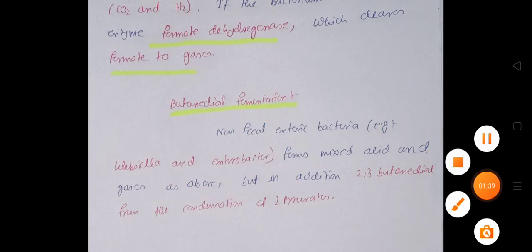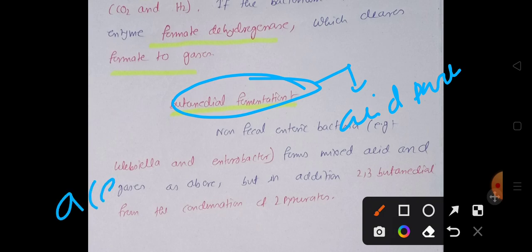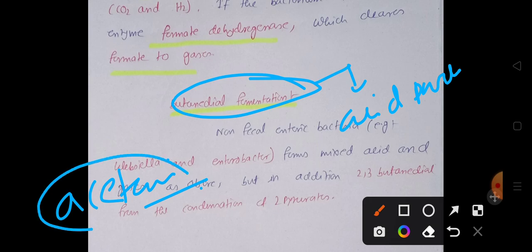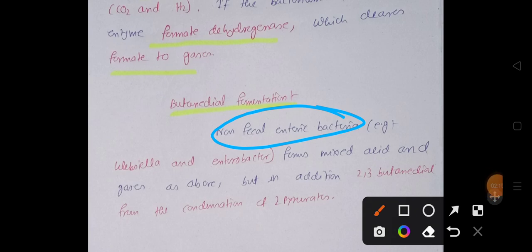Now remember it very carefully: in this butanediol fermentation there is a very low amount of acid production. Not only that, in this fermentation there will be formation of a distinctive intermediate known as acetoin. So the low acid amount as well as the presence of acetoin will help us to distinguish all the butanediol fermenters from the other mixed acid fermenters, and this test will help us to distinguish between the non-fecal enteric bacteria and the fecal enteric bacteria.